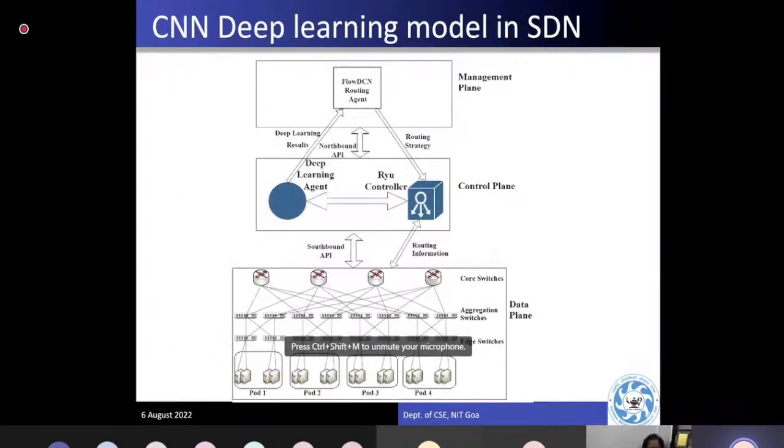Okay. So now our work: this whole architecture is proposed by our group, the CNN deep learning model in SDN. As I said, this is the data plane. I have mentioned one term, the data center, right? Google has its own data center, Yahoo has its own, Amazon has its own. They share their infrastructure with others through the cloud. We must know the term cloud.